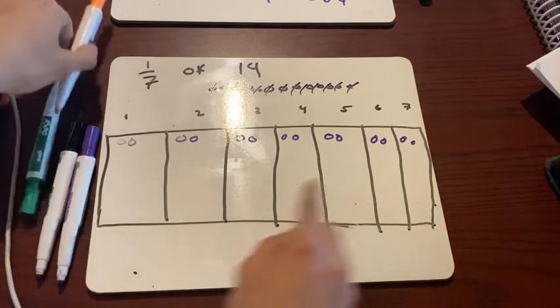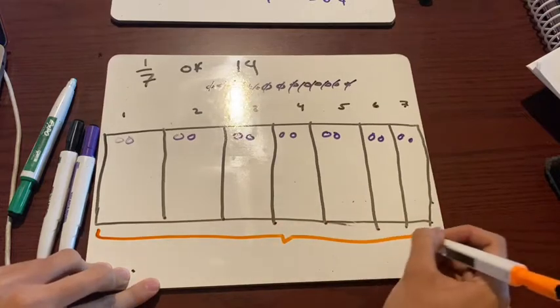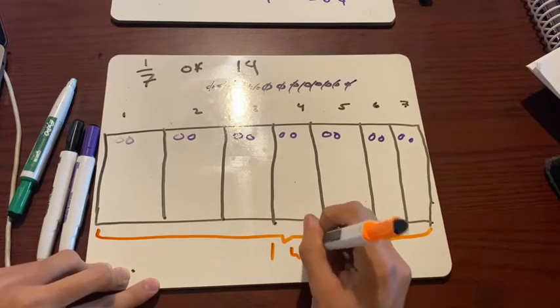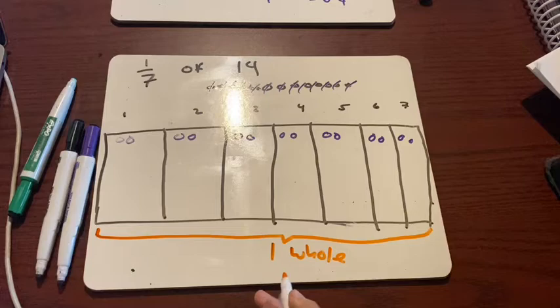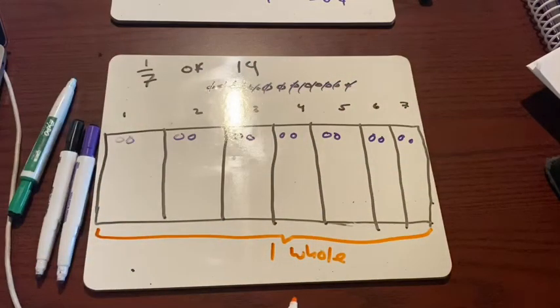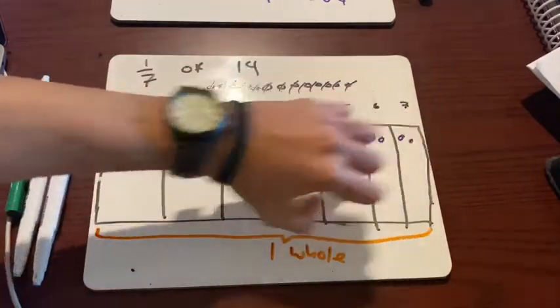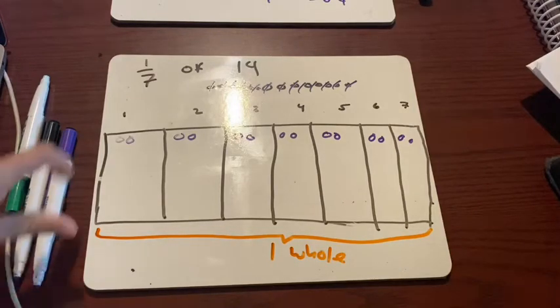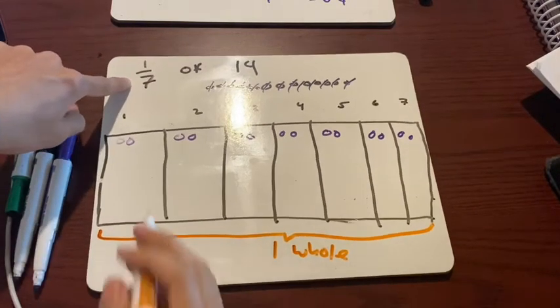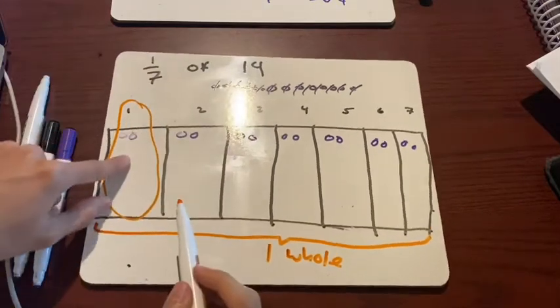So if this whole piece is one whole, did your friend grab one whole? Did your friend grab 7 out of the 7 pieces? Sorry, everybody, it got cut off. But anyways, did your friend grab one whole? No, your friend only grabbed 1/7. So they only grabbed one of them, one piece. And how much is that?